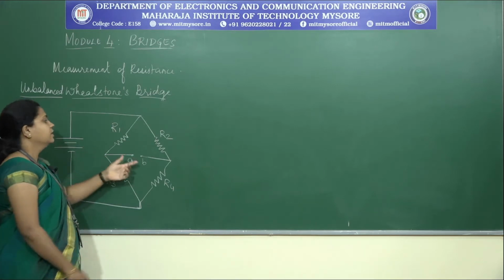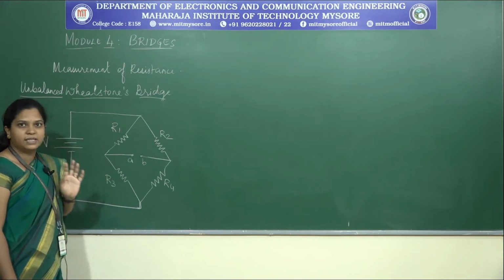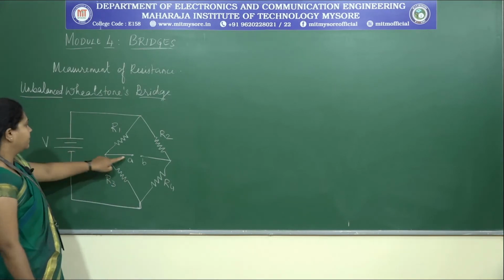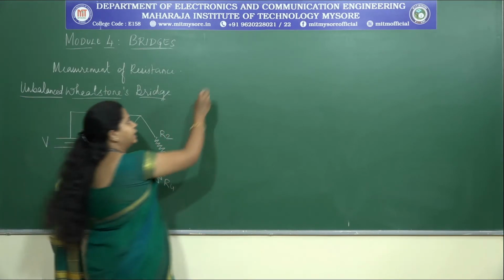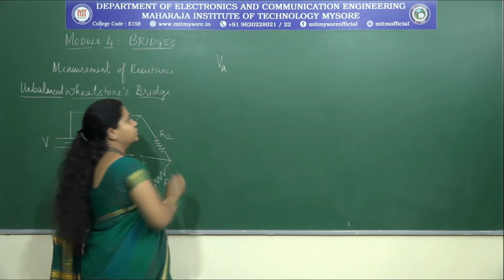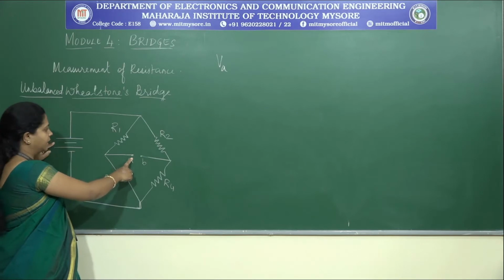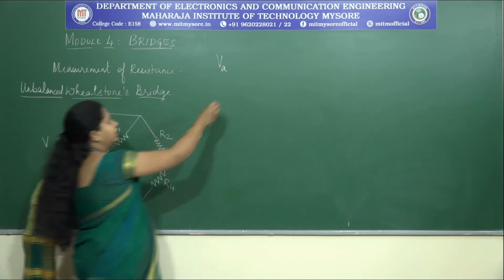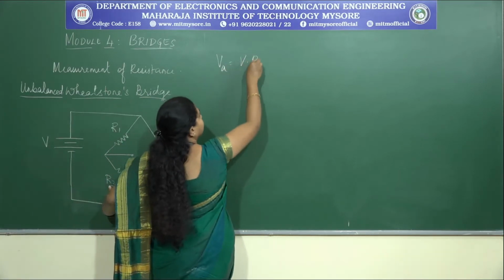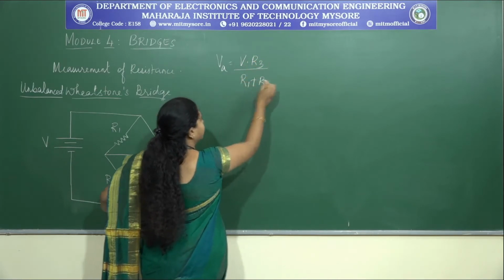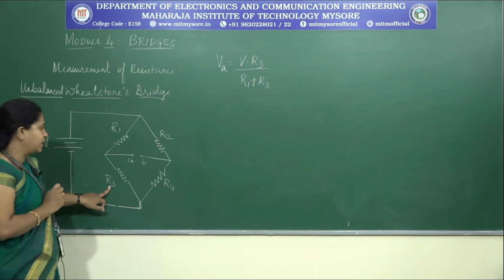Okay. As I said, we are going to make use of Thevenin's equivalent circuit for an unbalanced Wheatstone bridge. First, we will find out the voltage developed across the potential A. What is the voltage developed? This is the total voltage V into R3 divided by R1 plus R3, the voltage developed across A.